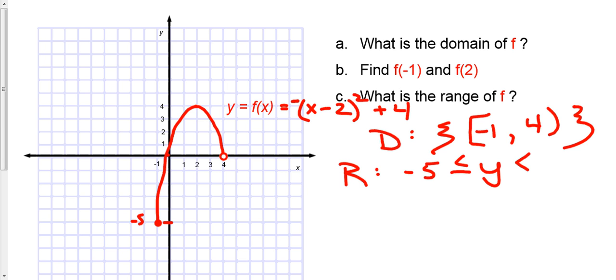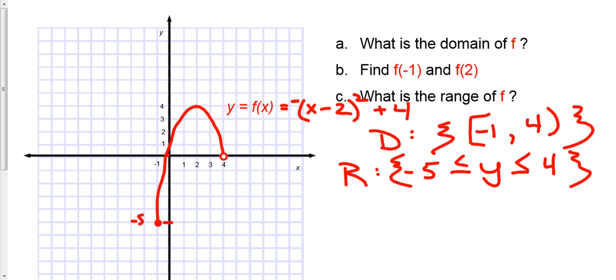Plug 2 in for x, because it looks like the peak of this parabola is at x equals 2, right? So evaluate f of 2. So f of 2 is 4, right? So what should this be? Y is less than or equal to 4. And there I have my set. Because it's set notation, though, always put your set notation in mustache brackets, okay?